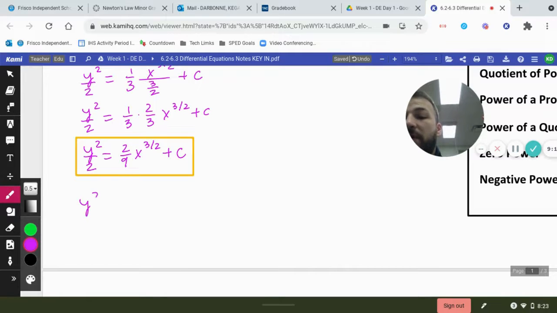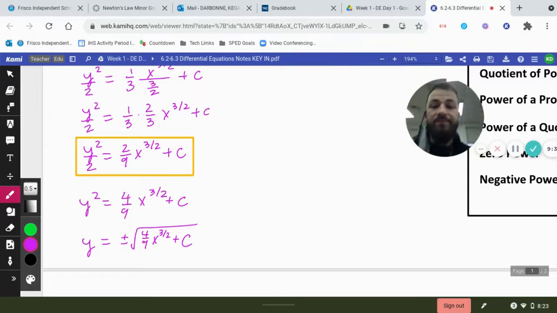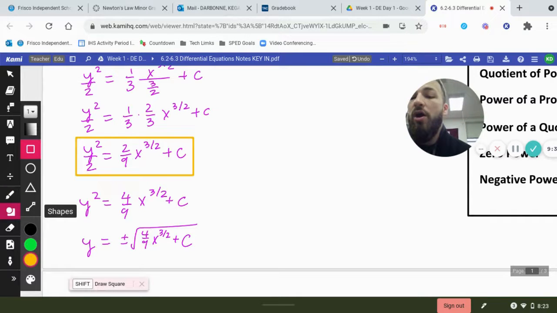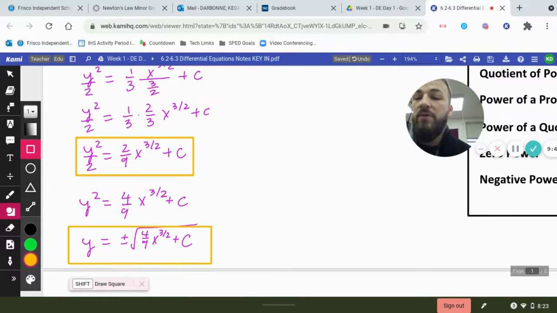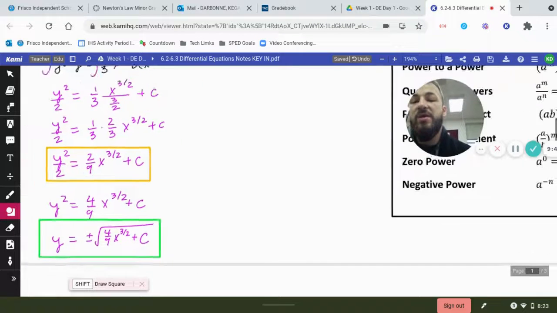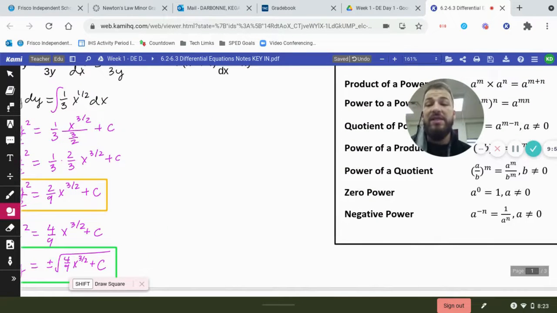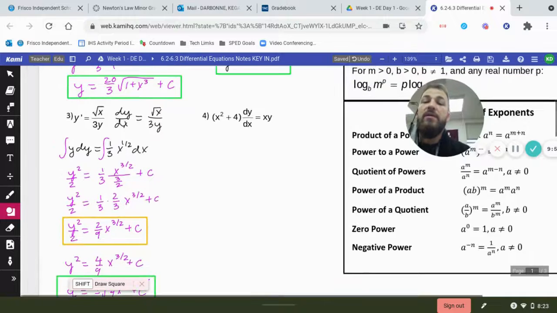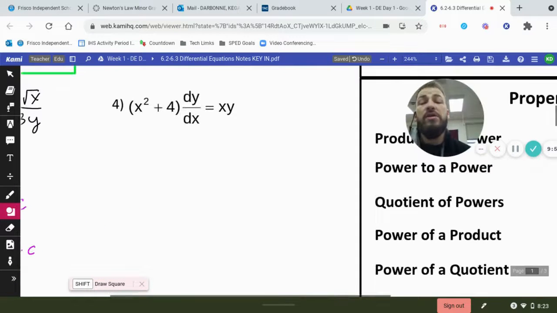So this becomes y squared is equal to 4/9 x to the 3/2 plus c. And then y is equal to the positive and negative square root of 4/9 x to the 3/2 plus c. Okay, so that's our all the way solved for y answer. So just a little bit extra to solve all the way out for y, but you don't have to unless the problem denotes it. Okay, last of our basic, what we call our general solutions.